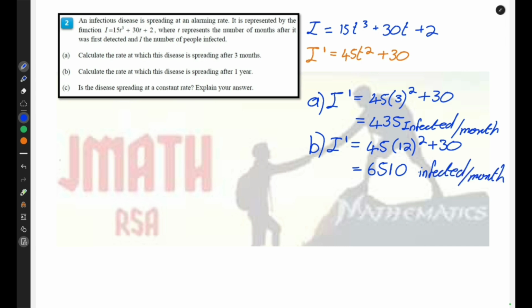Question C. Is the disease spreading at a constant rate? Explain your answer. No, it's definitely not spreading at a constant rate. So remember, I represented a cubic function. And the rate always represents the derivative. And in this case, the derivative would be a parabola, as we saw in previous videos on this playlist. So that's definitely not constant. So to answer the question, you would say no, it's not a constant rate. It fluctuates depending on the day. The derivative is represented by a parabola.